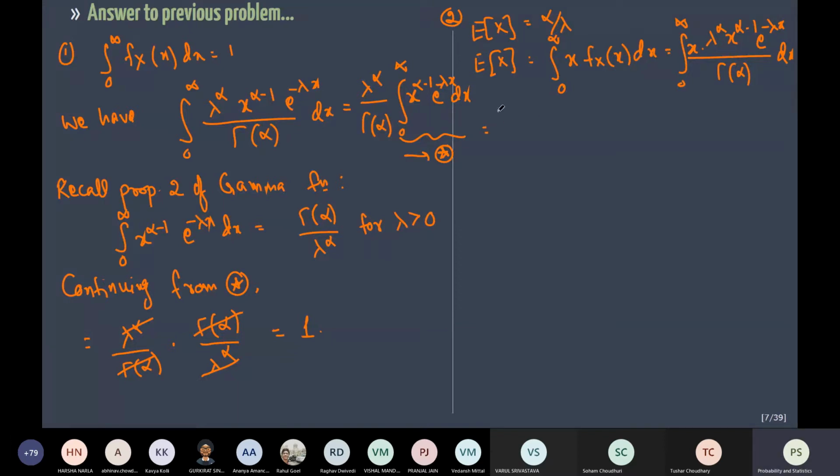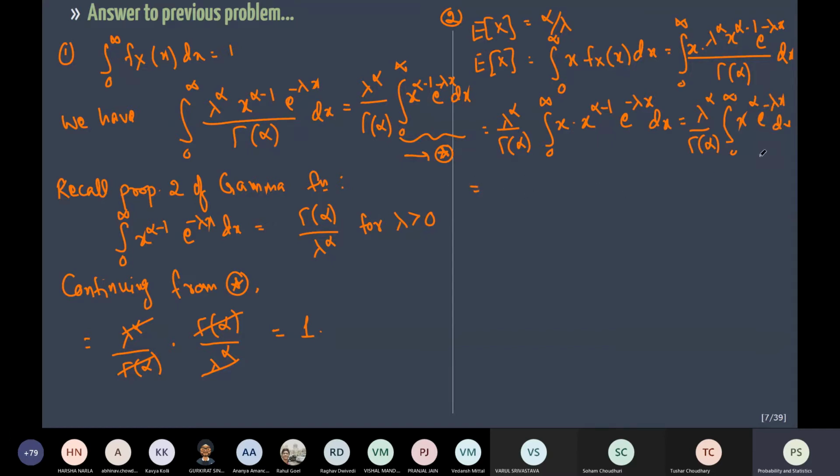In this case again, we will pull out the constants. So gamma alpha, and in the integral inside we have x times x to the alpha minus 1 and e to the minus lambda x dx, and this is equal to lambda to the alpha divided by gamma alpha, and this is the integral of x to the alpha e to the minus lambda x dx.